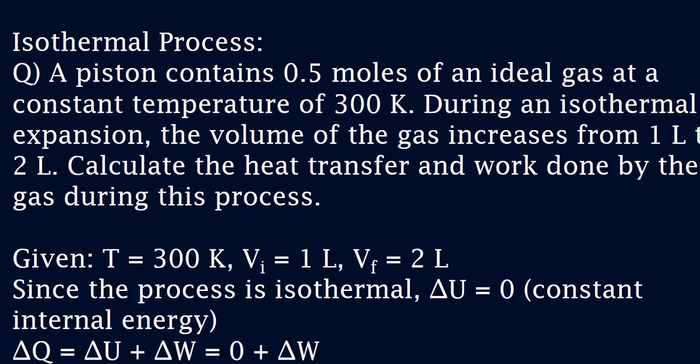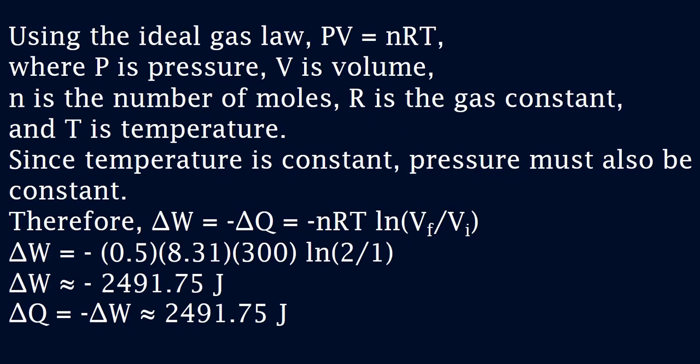Since the process is isothermal, therefore delta U is equal to 0. Our equation delta Q is equal to delta U plus delta W reduces to delta Q is equal to delta W. Now, using the ideal gas law equation, PV is equal to nRT, where P is the pressure, V is the volume, n is the number of moles, R is the gas constant, and T is the temperature. Since temperature is a constant, pressure must also be constant.